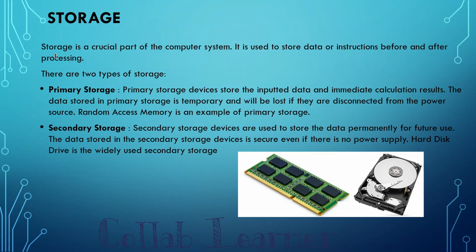Storage is a critical part of the computer system. It is used to store data and instructions before and after the processing. So basically we have two kinds of storage in a computer system. One is primary storage and the other one is secondary storage.